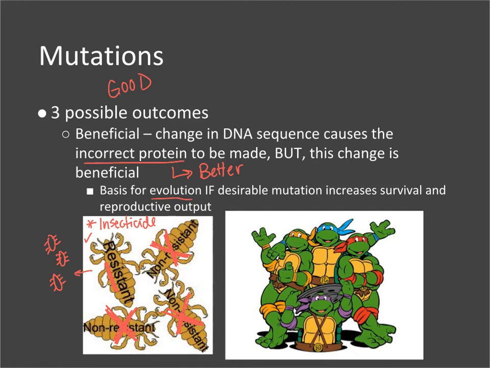So if the mutation results in some sort of beneficial trait that increases survival and reproductive output, it means that more individuals in future generations are going to have that beneficial mutation. And then, of course, I had to put in the Teenage Mutant Ninja Turtles over here. Obviously, they're not real, but the mutant part of their name indicates that they have a mutation that allows them to fight off criminals and eat pizza and live in the sewer.